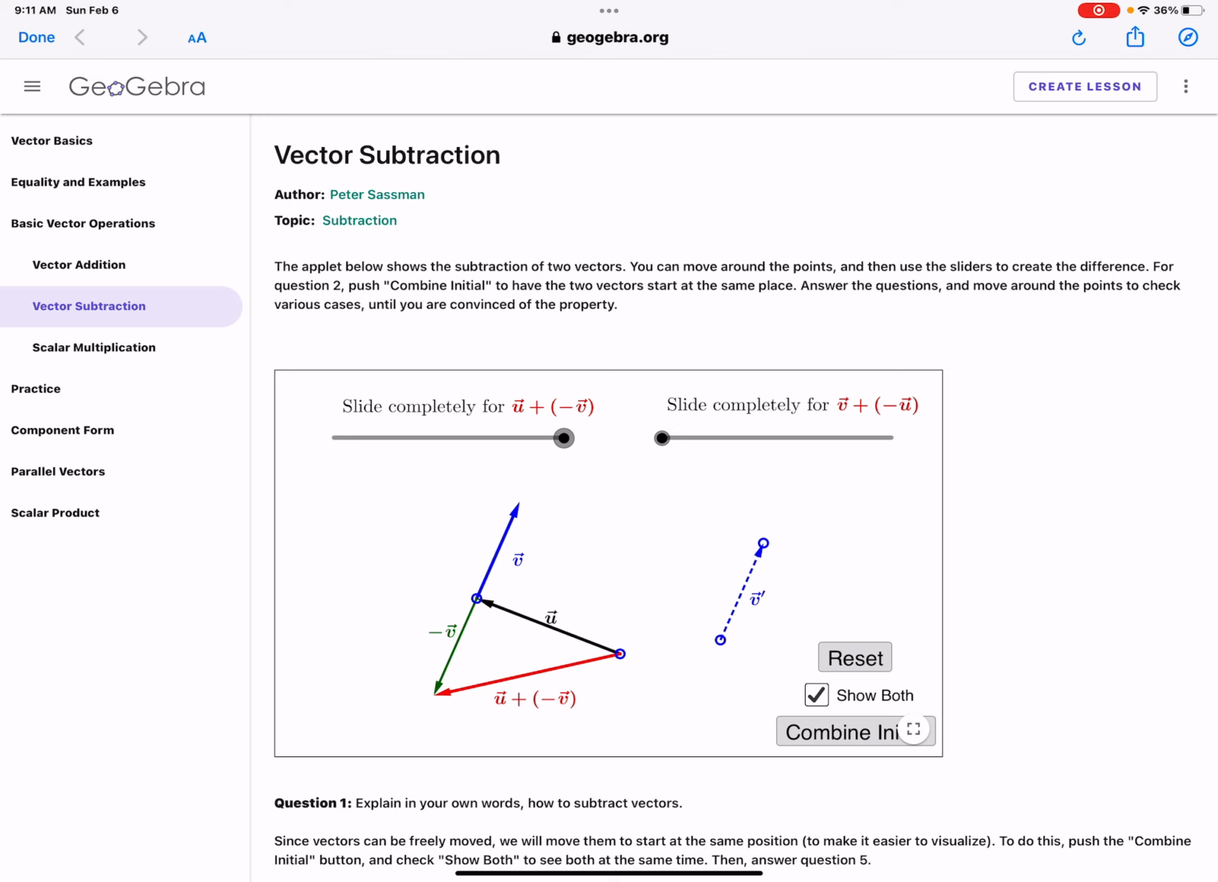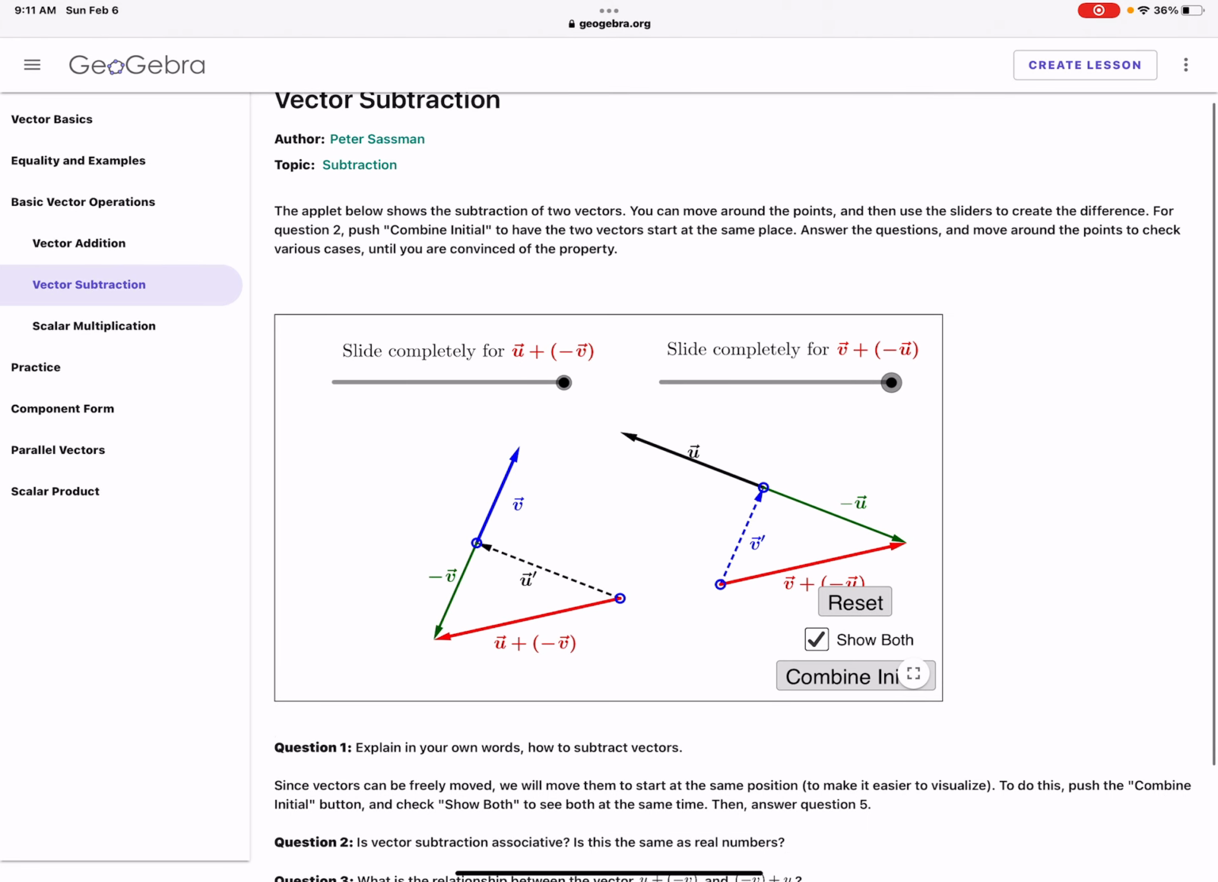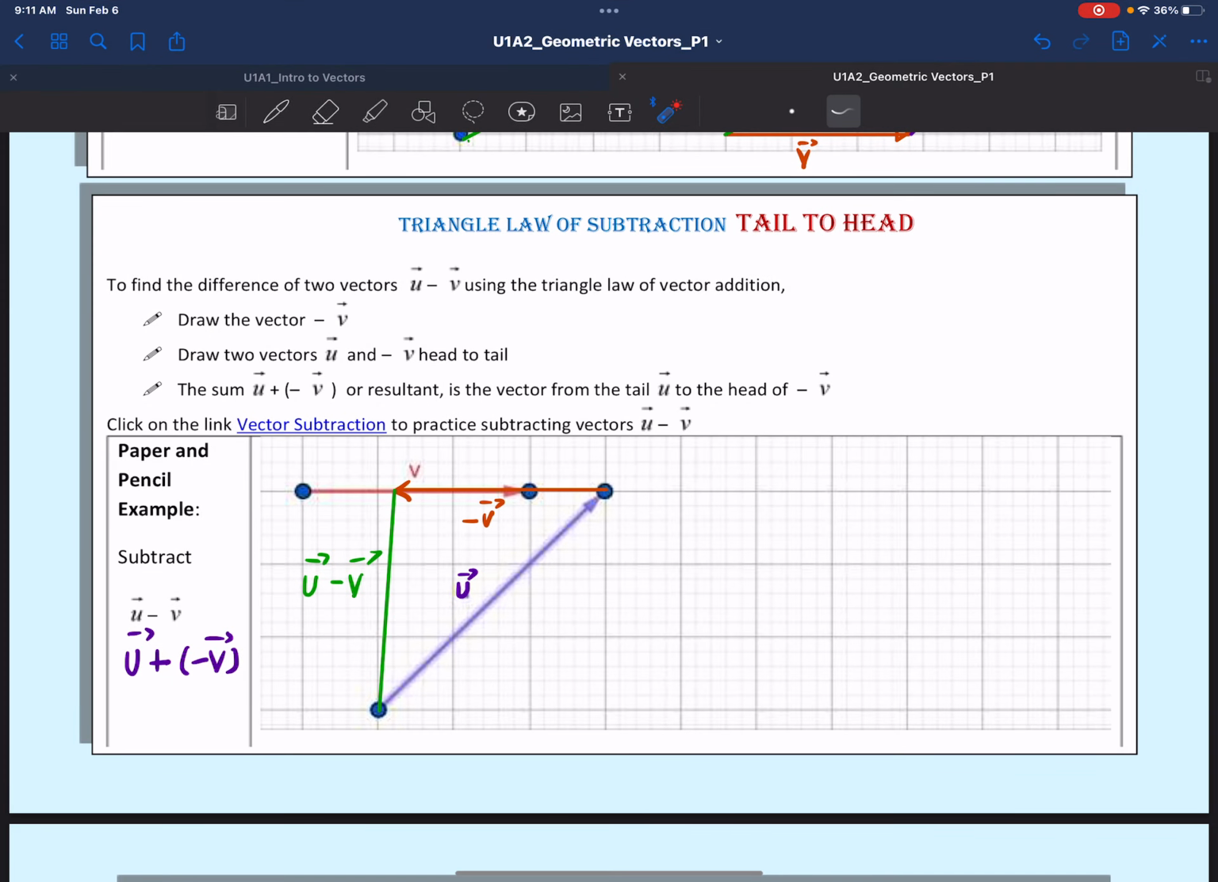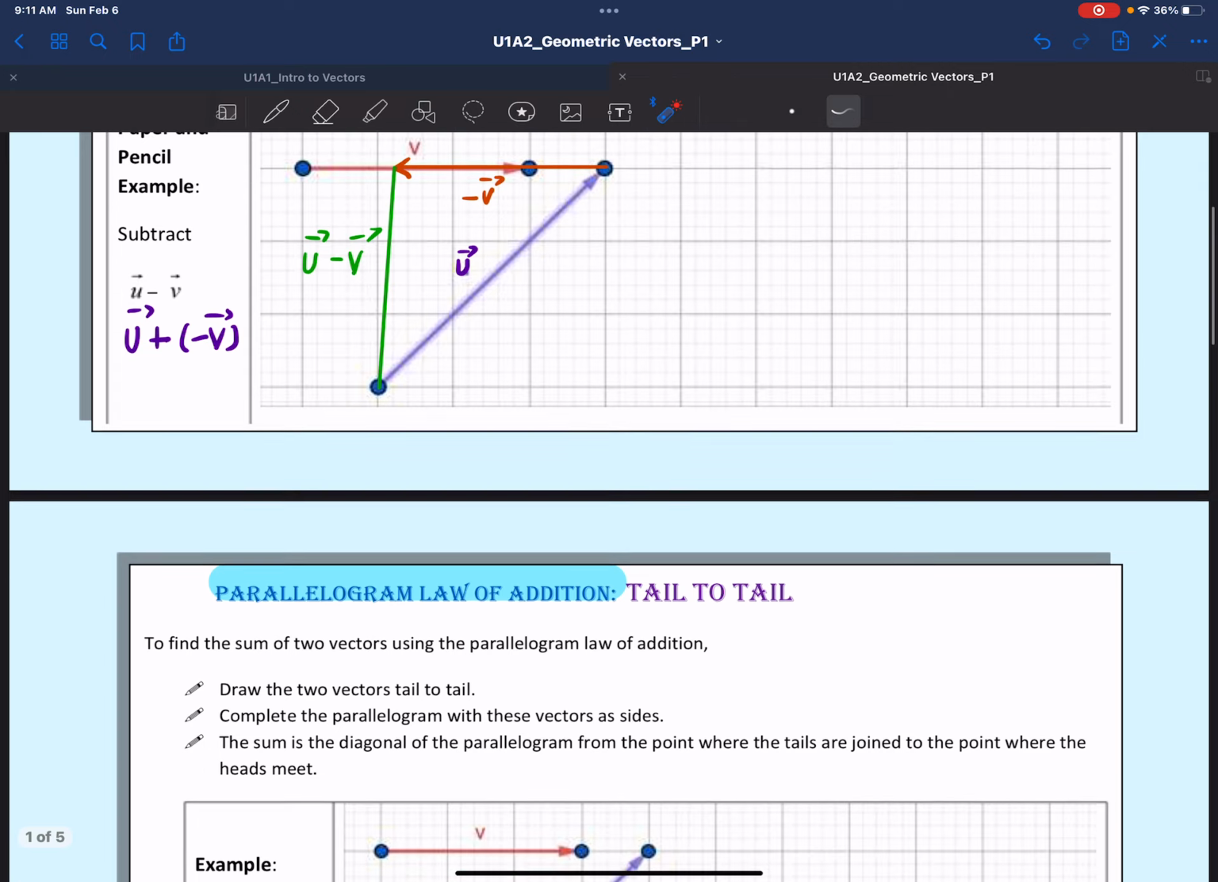Now, we're going to try to do the same thing with v and negative u. This time, we start off with v, we add u, draw negative u, and this would be u minus v. So if you look at both vectors, u plus negative v or v plus negative u, you can tell that the two vectors are the same. So they're equal to each other. So this is the triangle method of addition or subtraction.